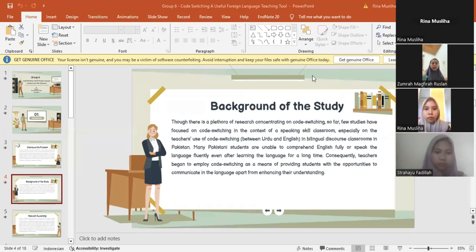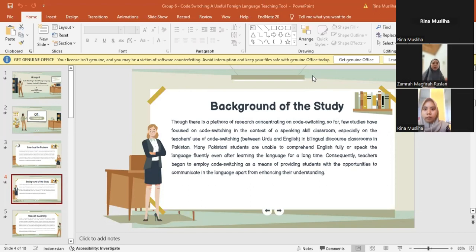In Pakistan, English plays a significant role, especially in education. However, even though English has been used for the past few decades, most Pakistani students still have problems with the language because the grammar translation method is still being used in the classroom. That's why many Pakistani students are unable to comprehend English fully or speak the language fluently, even after learning the language for a long time.